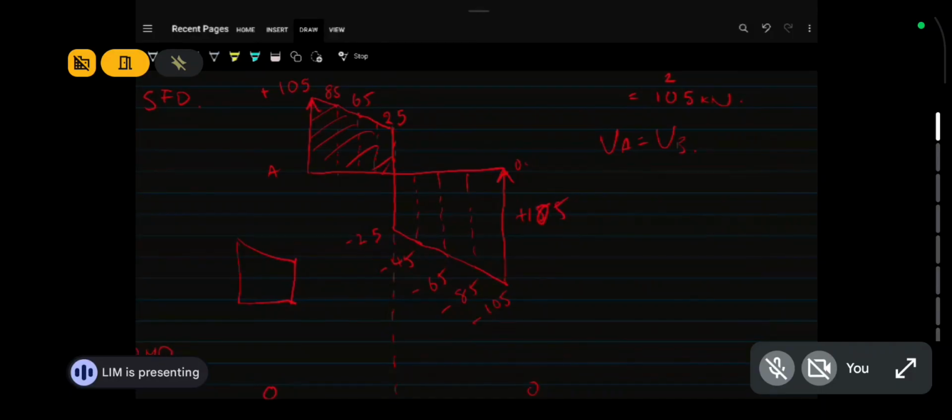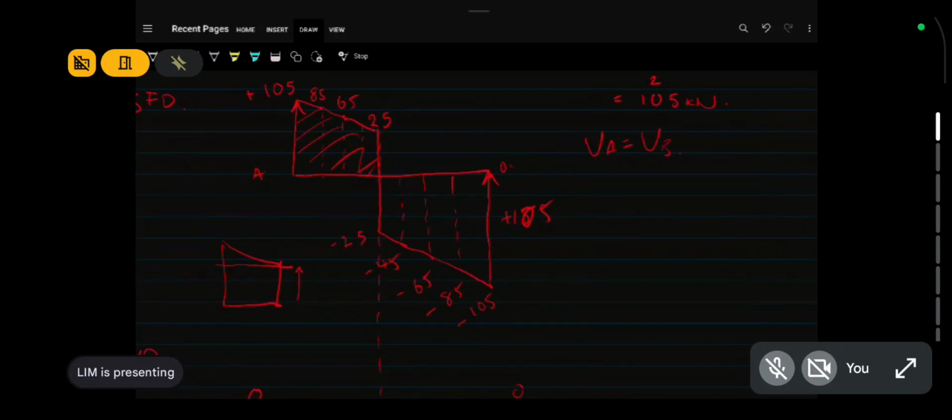You can split it. This is 25. And then this is what? It's 105 minus 25, so this is 80. Okay, it's not exactly to scale. But yeah. And then this length is 4 meters. So area, simple.